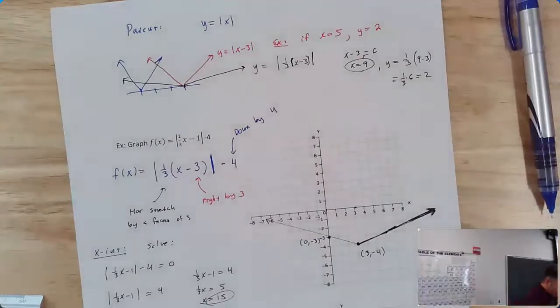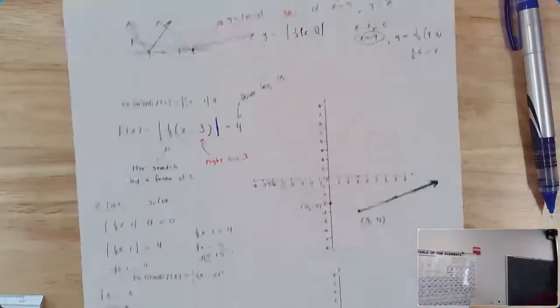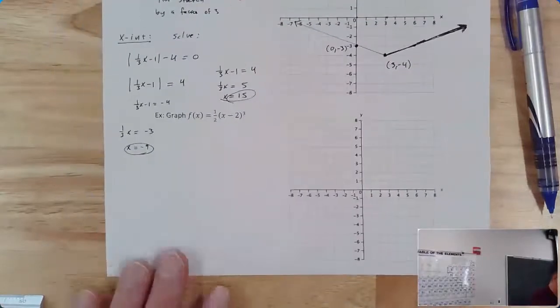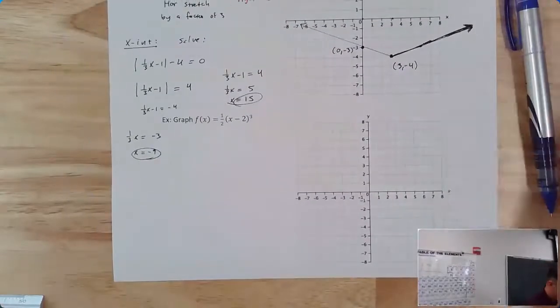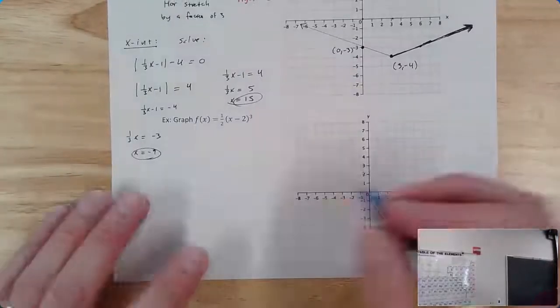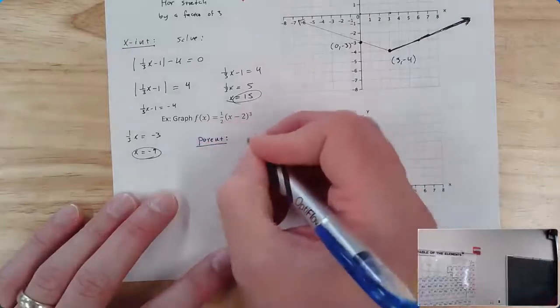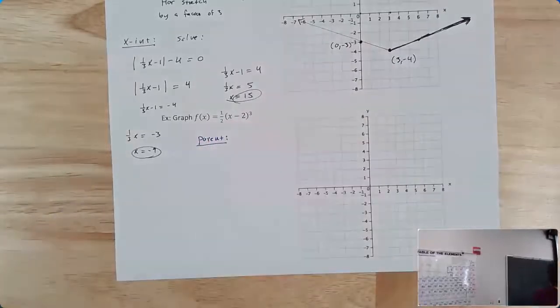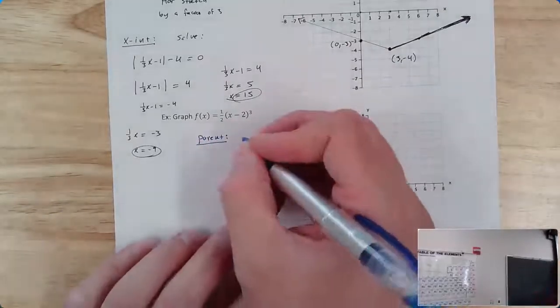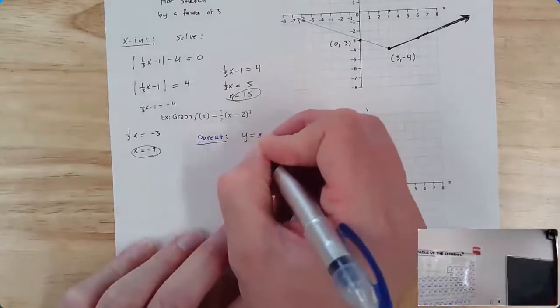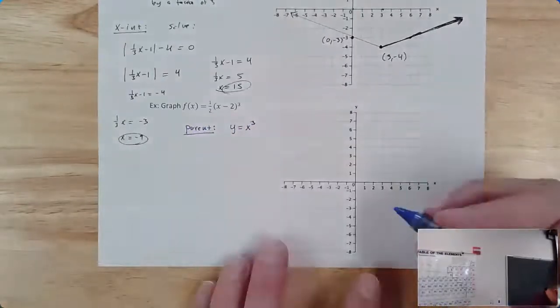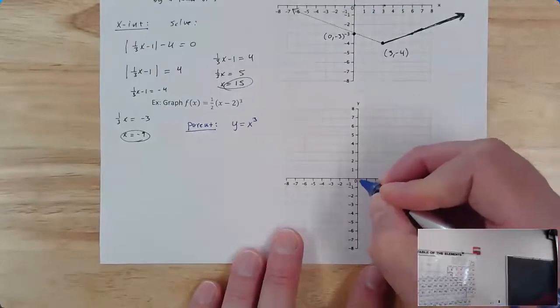We're graphing 1/2 times (x minus 2) cubed. So I know what my parent graph looks like. I'm just disappointed by it. It's not terrible to graph at all. It's perfectly fine. y equals x cubed. I'm sure you can all handle it, just like I can handle it. So here's my parent graph.